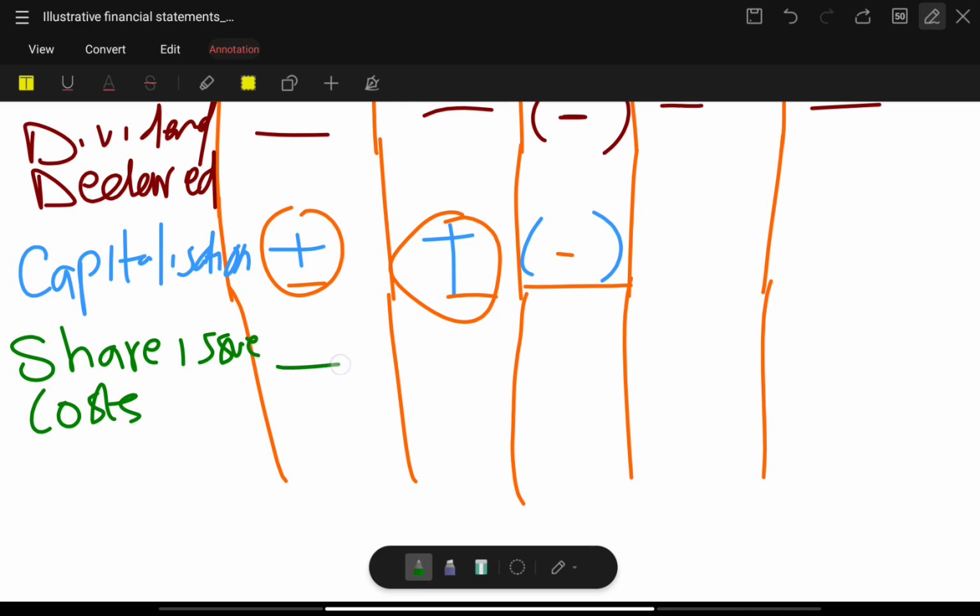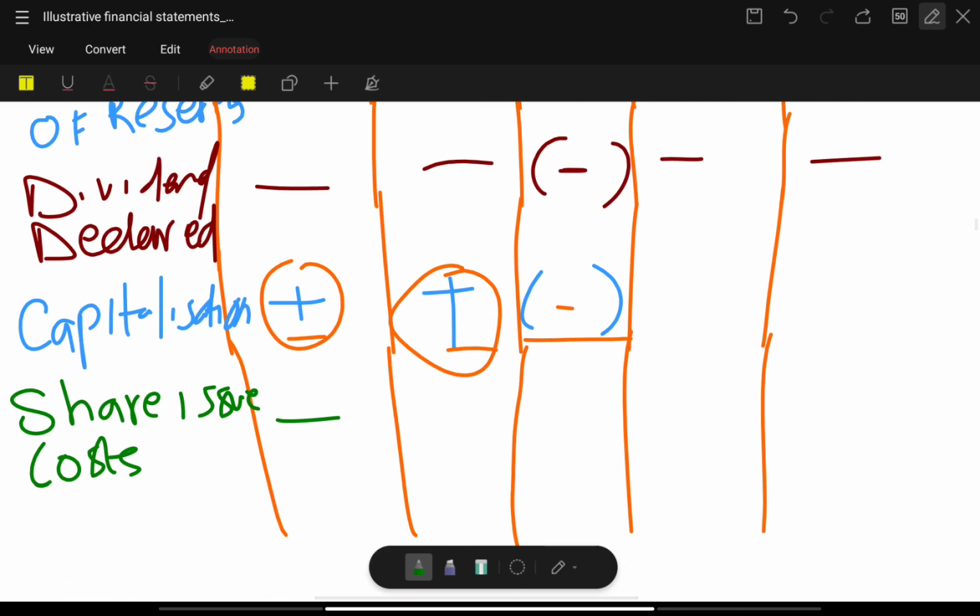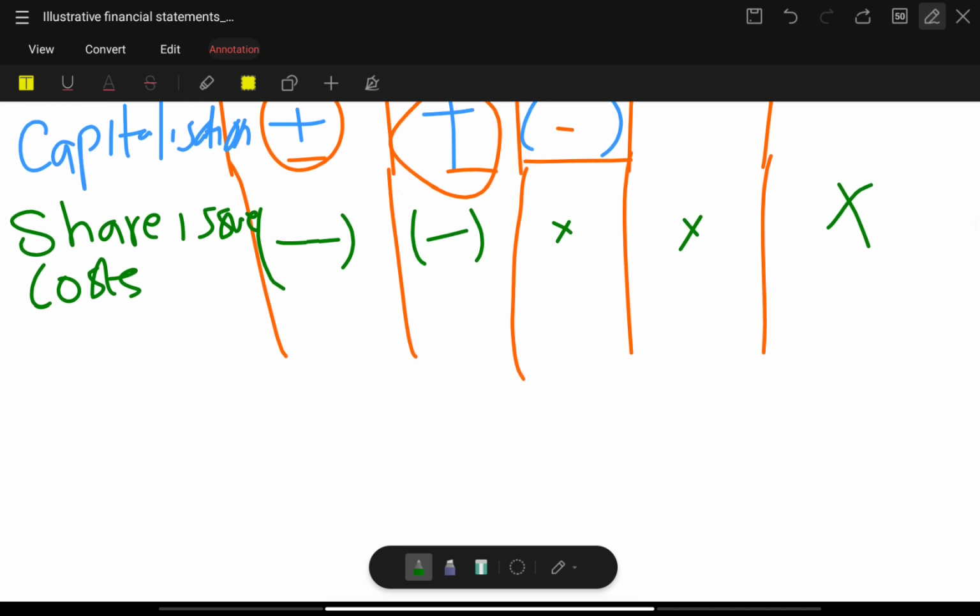So the share issue cost is always subtracted from the share capital. If we have issued ordinary shares, then it will be subtracted under ordinary shares. If we have issued preference shares, it will be subtracted under preference shares. So it doesn't apply to the other columns. It only applies to the share capitals because it decreases the value of our share capital. Those share issue costs, you would subtract them here.